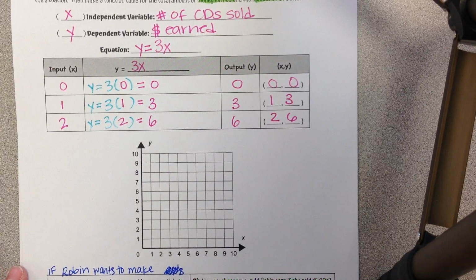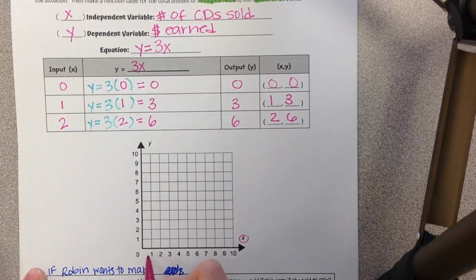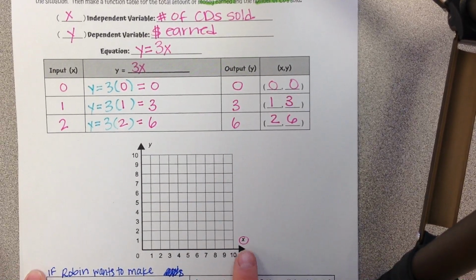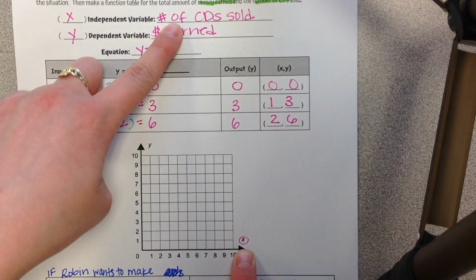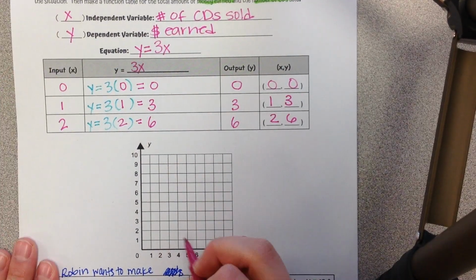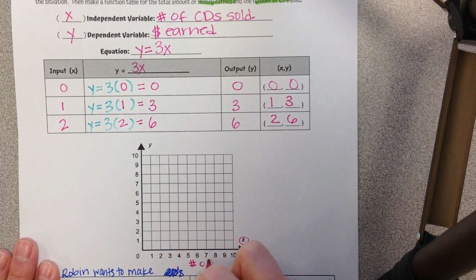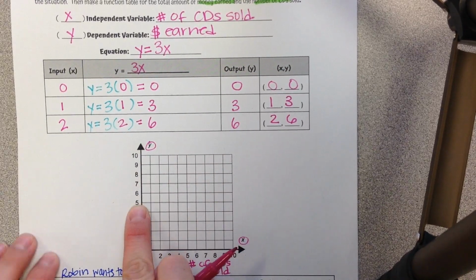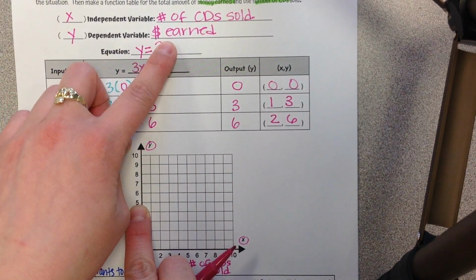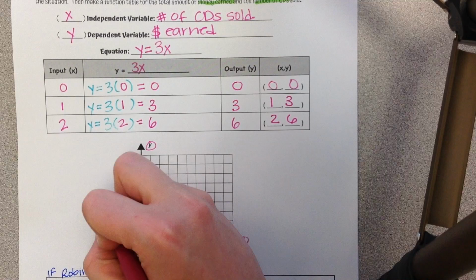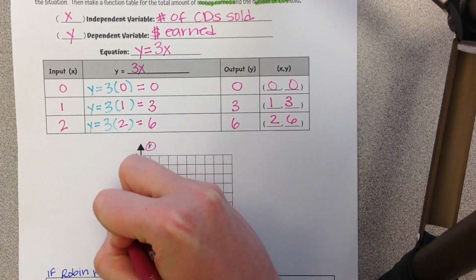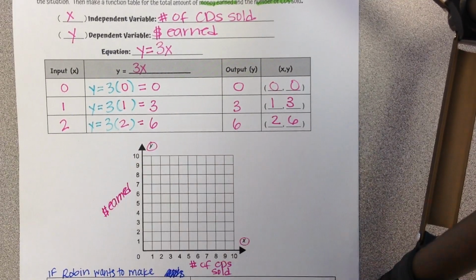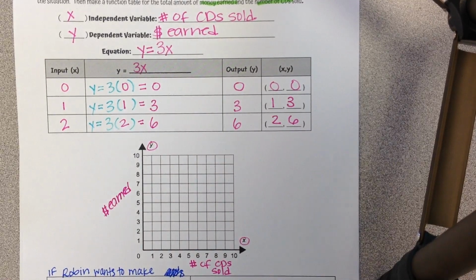I need to label my graph. So this is my x-axis. I'm going to look back up here. X is number of CDs sold. So I'm going to go ahead and label number of CDs sold. Y, my y-axis, Y is dollars earned. So I'm going to label that dollars earned.